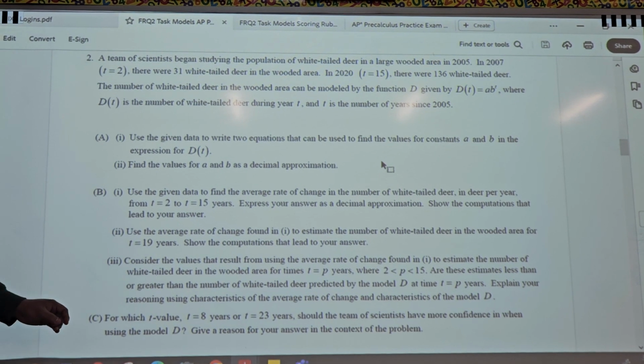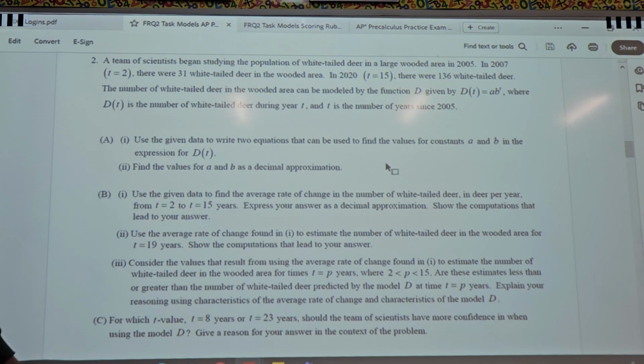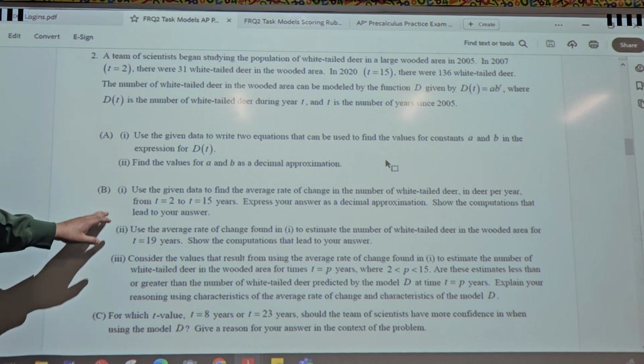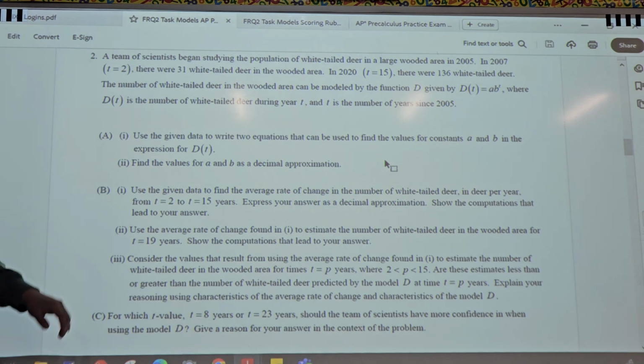FRQ2, right? So here in FRQ2, the easiest part that I can pick out from all of these, part section A, B, or C, is literally going to be the first part, right?